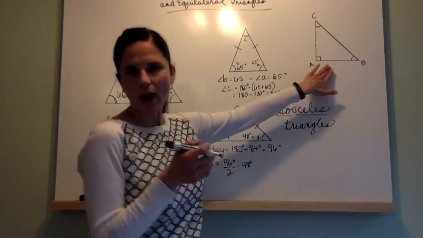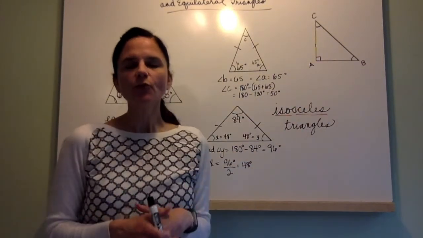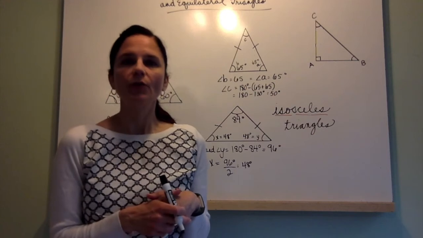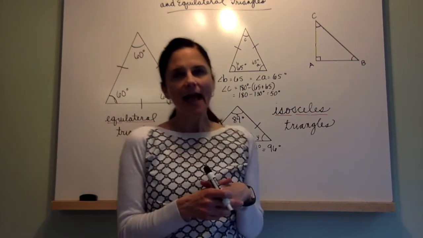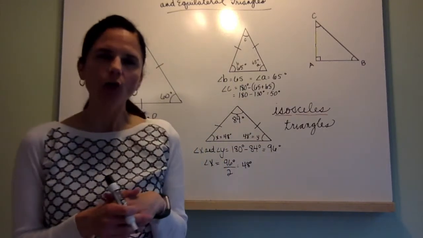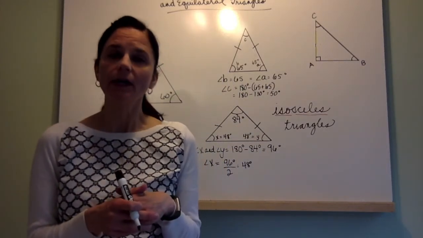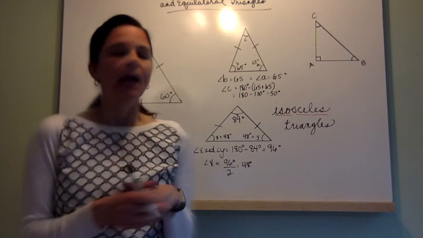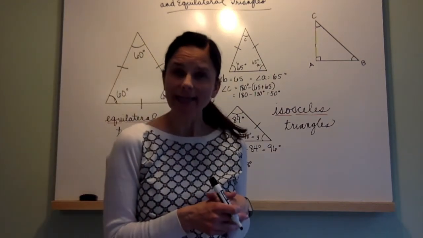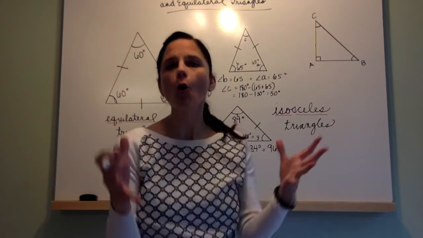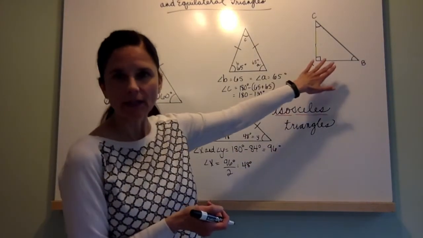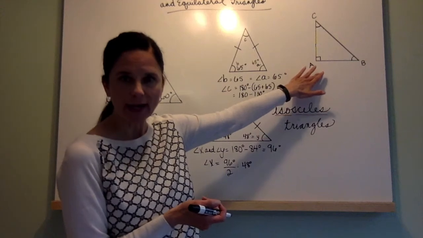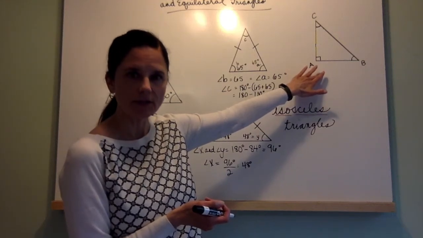Next, I want us to look at a right triangle. So remember that a right triangle is a triangle with a 90-degree angle. And let's ask the question, can a right triangle be an isosceles triangle? And the answer is yes, it can. Not all right triangles are isosceles triangles. Now this one is. This is an example of a right triangle that is also an isosceles triangle.